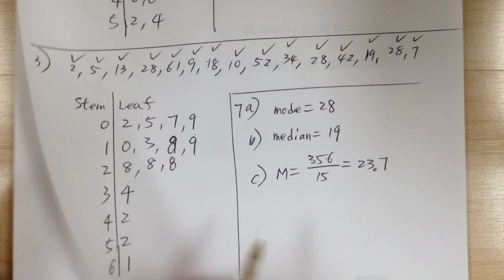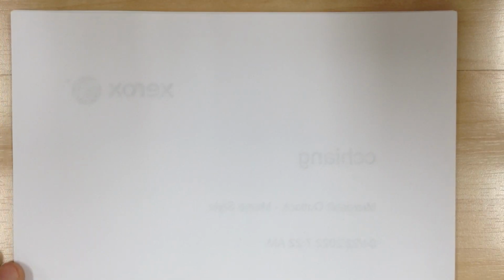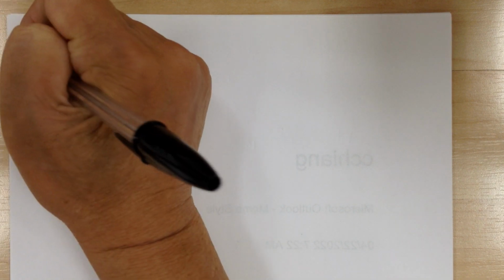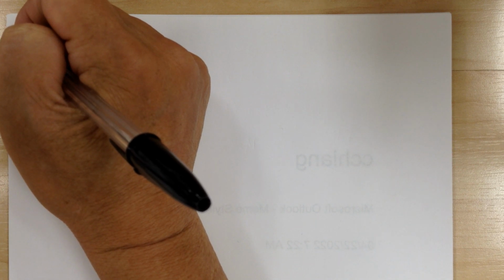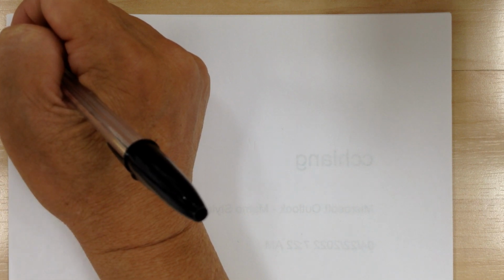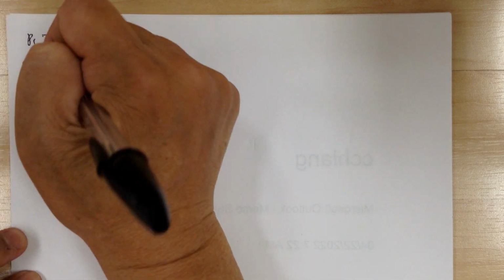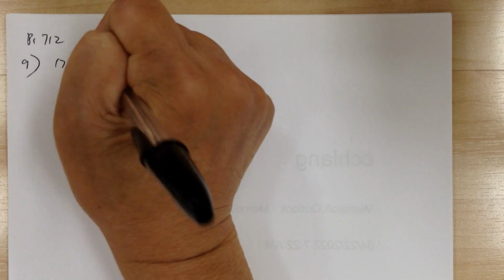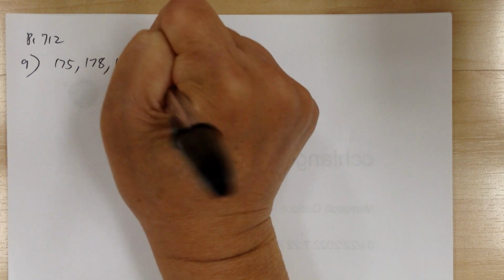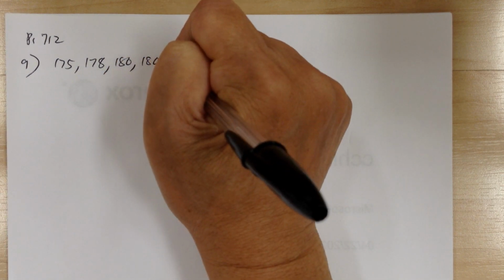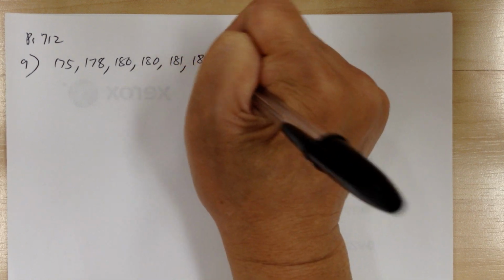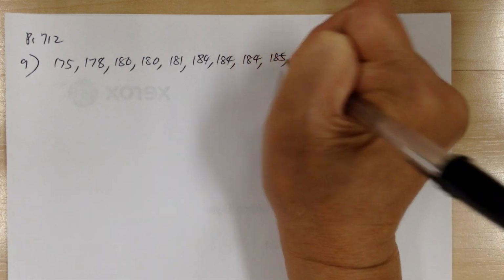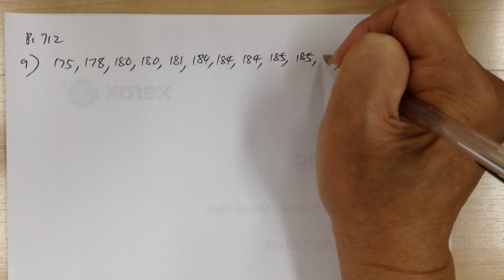Let's go to the next problem. Okay, number 9, the frequency of the height is shown. And then you want to find the mode, the median, the mean. So what I'm going to do is write out all the numbers. 175 shows up one time, then 178, and then 180, then you got 181, and 184, 184, and 184, that's 3 times, and 185, because it shows up twice.